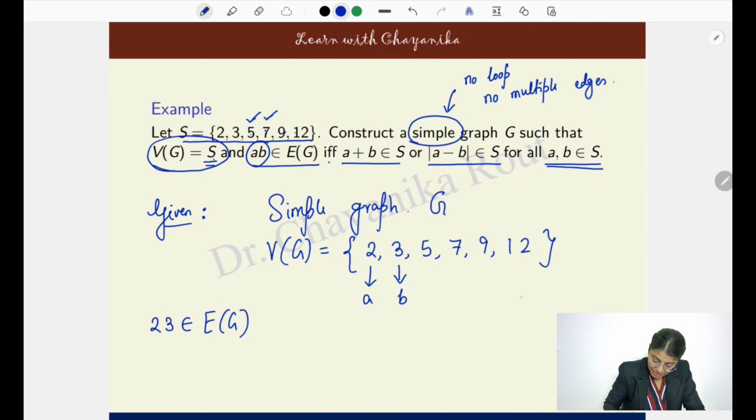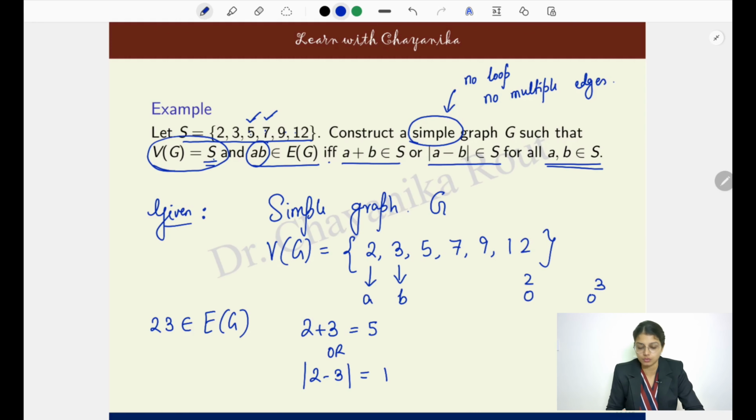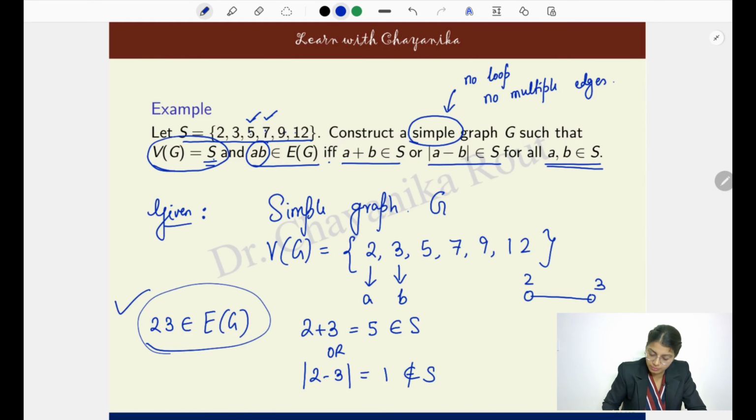So 2, 3 will be an edge, that is 2 and 3 will be adjacent when you will find A plus B belongs to S, that is 2 plus 3, either this will belong to S, that is 5, or the positive difference of 2 and 3, that is 1. When you take the modulus, minus 1 becomes 1, that belongs to S. So we can see the positive difference of 2 and 3 is 1, that does not belong to S, but the sum of 2 and 3 is 5 and that belongs to S. So when either of the 2 conditions is satisfied, we can say the 2 corresponding vertices A and B are adjacent in the graph. So we can see for 2 and 3, for this particular pair, their sum is an element of our set only. That means the vertices 2 and 3 will be made adjacent.